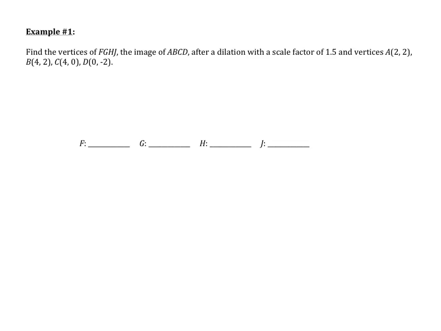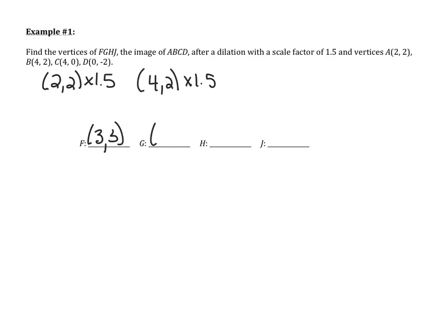So let's first take the (2, 2), and we're just going to take each number times 1.5. 2 times 1.5 is 3, so I'd get (3, 3) for F. Then I'm going to take the coordinates of B, (4, 2), and multiply each number times 1.5. 4 times 1.5 is 6, and 2 times 1.5 is 3. So the coordinates of G would be (6, 3).